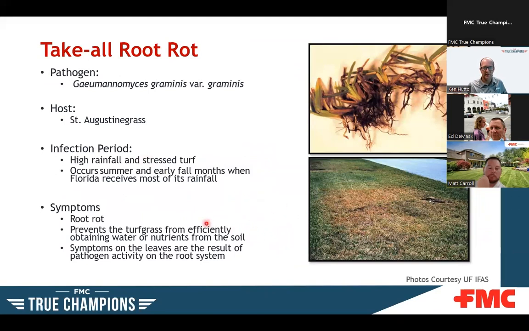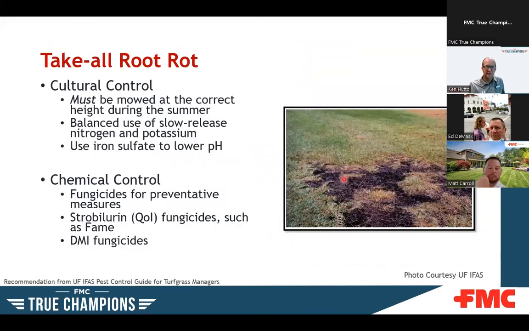And then we talked about take-all root rot again earlier, so I won't go into a whole lot of detail. It is a root pathogen. It's very destructive on St. Augustine grass. This is one where if you're applying the right nutrient ratio, you can manage it from a preventative standpoint. Depending upon the turf type, you can use this type of approach to lower the pH. I don't think it's recommended for St. Augustine grass, or maybe for something like centipedegrass, you can use this approach. But for St. Augustine grass, it's really important to manage your nitrogen and potassium ratios.